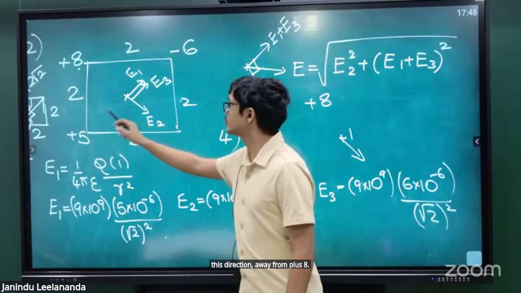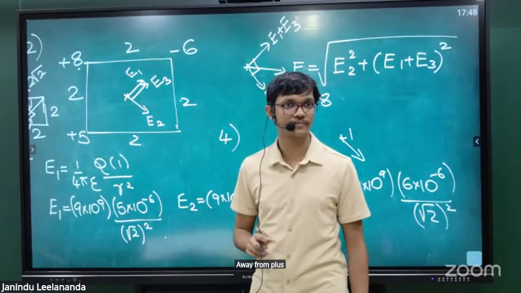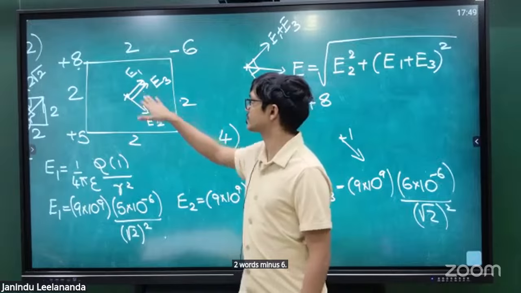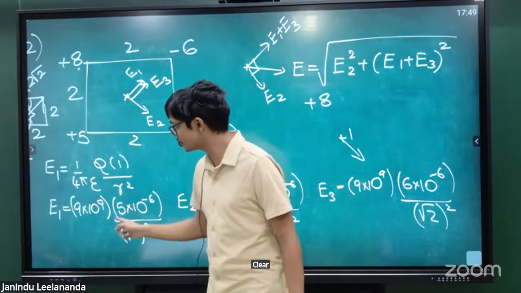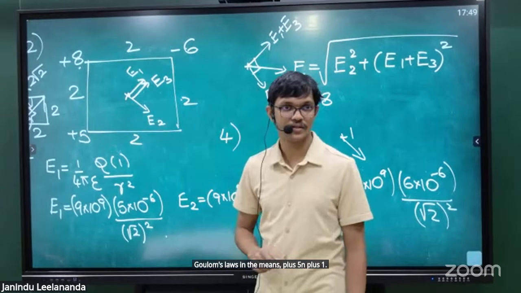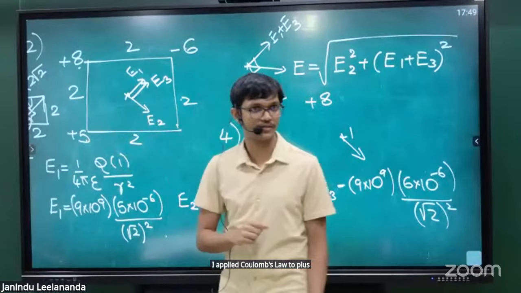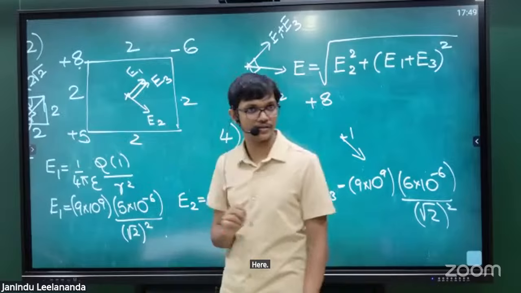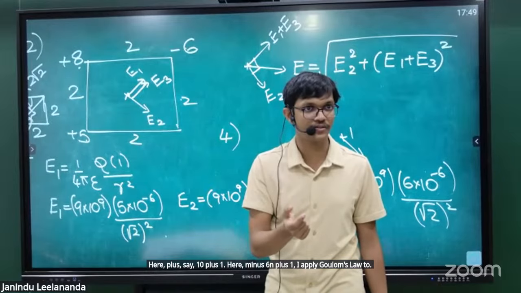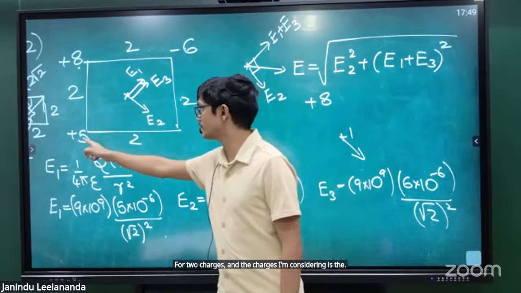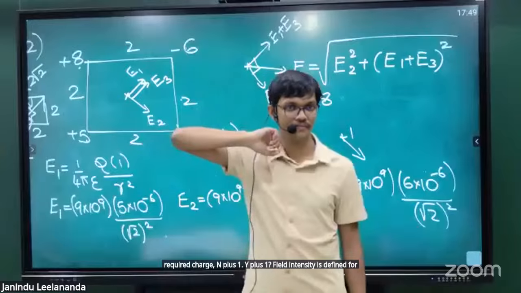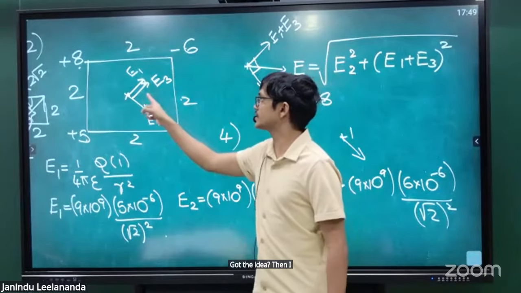Then field intensity due to +5, away from +5. Field intensity due to -6, towards -6. That's how I mark them. Then I apply Coulomb's law to find the values, for +5 and +1, for +8 and +1, for -6 and +1. The charges I'm considering are the required charge and plus 1. Why plus 1? Field intensity is defined for plus 1 coulomb.